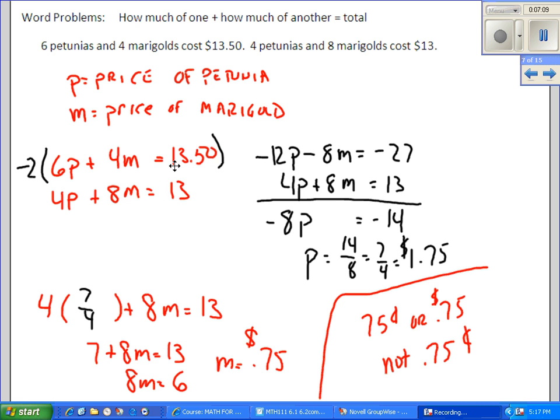And I'm yet again multiplying the first equation by -2. Again, that is not always what we need to do. But by doing that, I eliminate the marigolds from the equation. I can solve for the petunias and then go back and find the cost of the marigolds.